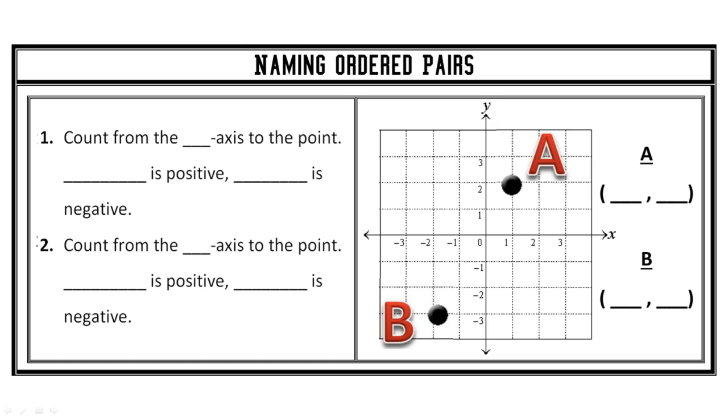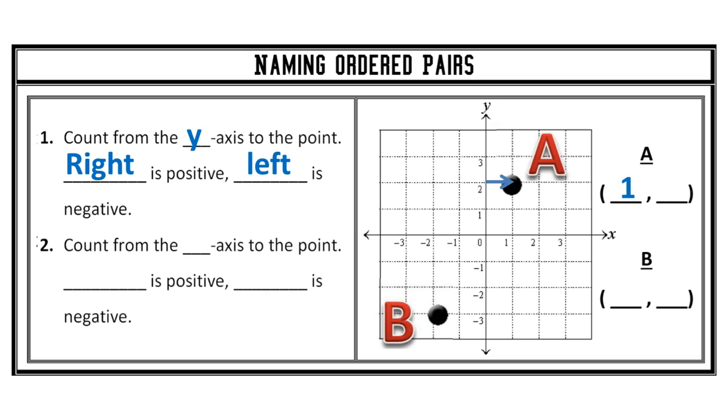If we're given an ordered pair, we can plot a point. If we're given a point, we can name the ordered pair that's connected to it. To do so, we count from the y-axis to the point. Right is positive, left is negative. So in point A, if I start at the y-axis, it's 1 step away from the y-axis. So my x-coordinate is 1.